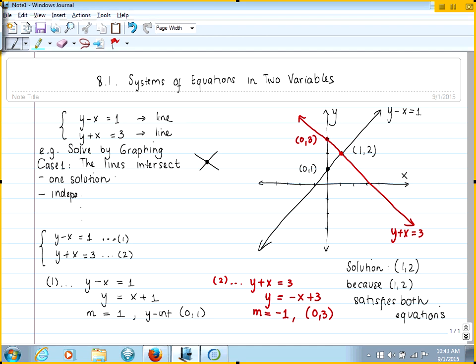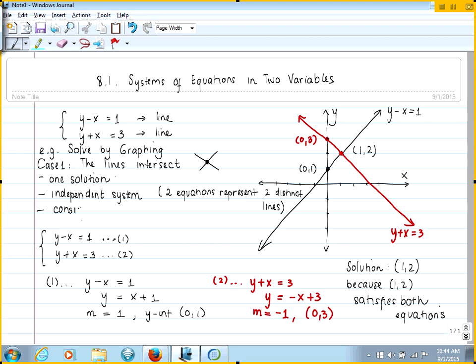Anyway, we are continuing now. Where were we? It has 1 solution, and we call the system independent. Why? Because you have 2 equations and two lines. So 2 equations represent 2 different, distinct lines. That's why we call the system independent.